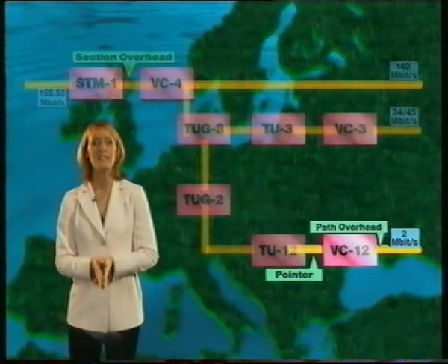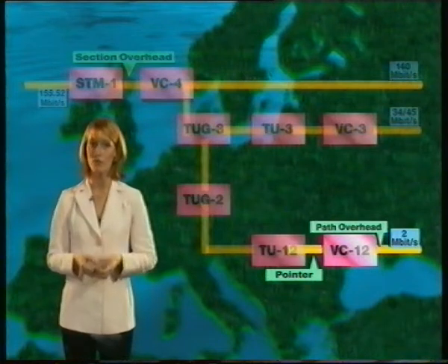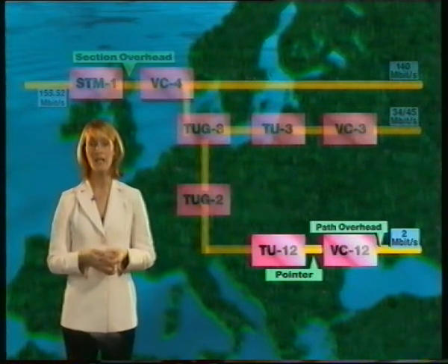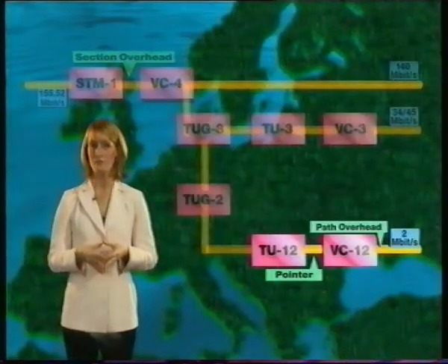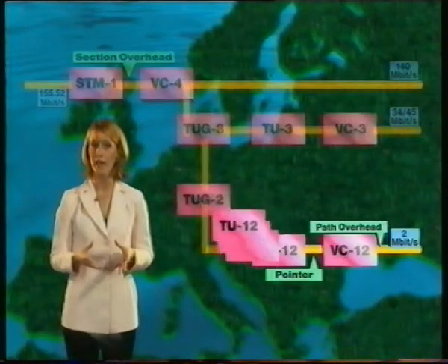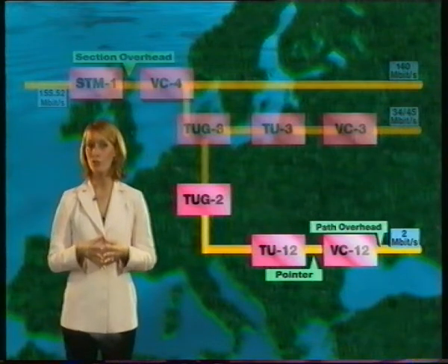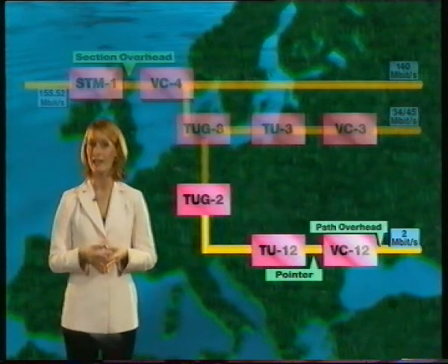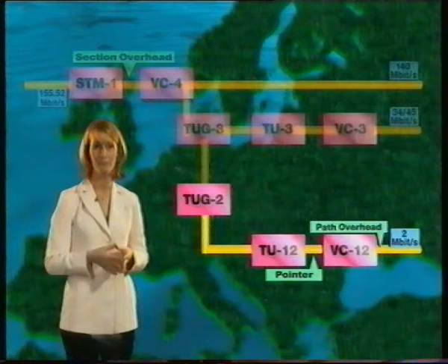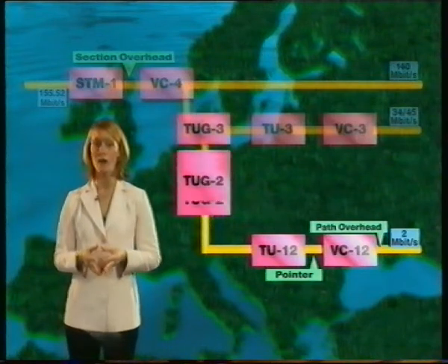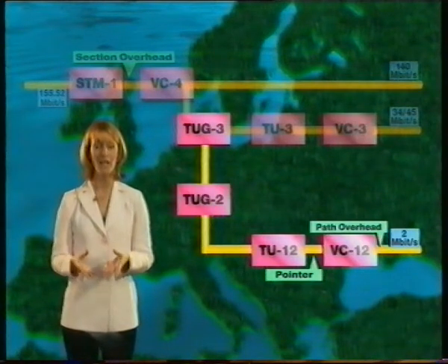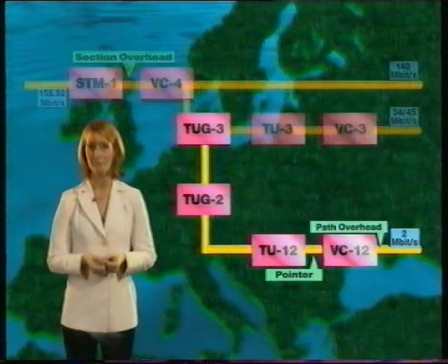A pointer is now added to form a tributary unit, or TU12. One purpose of this pointer is so that a distant multiplex can locate the TU12 signal within a higher order signal. 3 of these TU12s are multiplexed to form a tributary unit group 2, or TUG2, where the 2 indicates that we're now at the second level in the multiplexing hierarchy. 7 TUG2s are multiplexed to form a TUG3, which is the third level in the hierarchy.